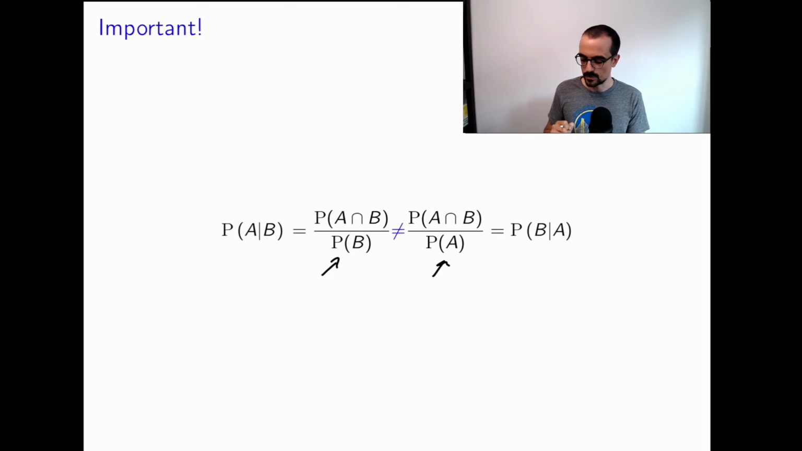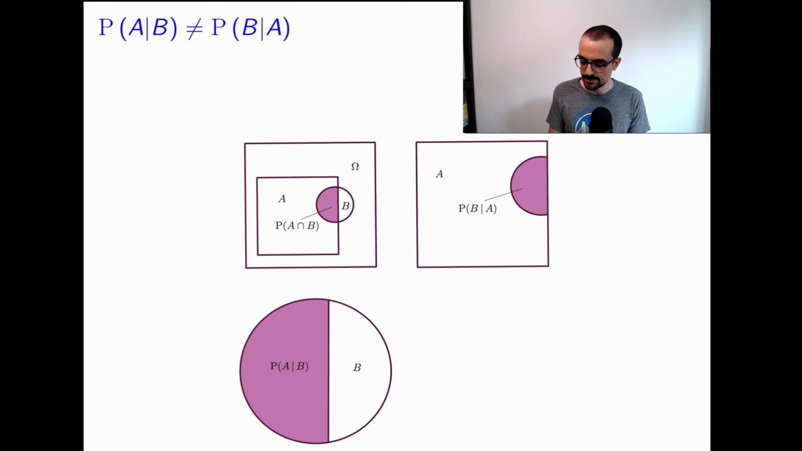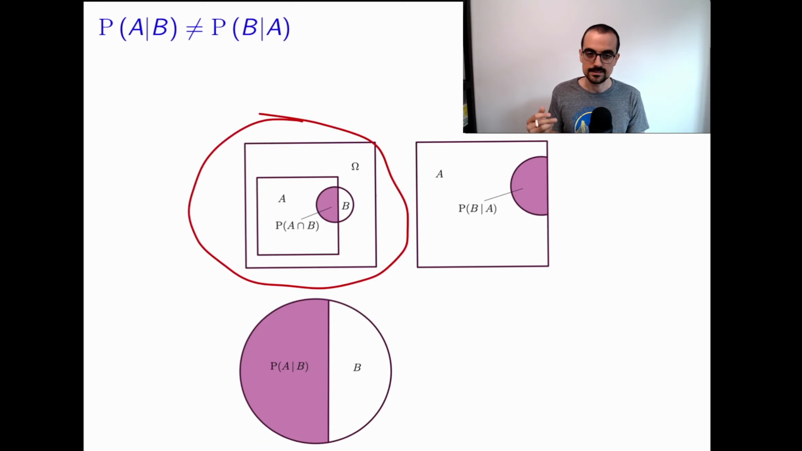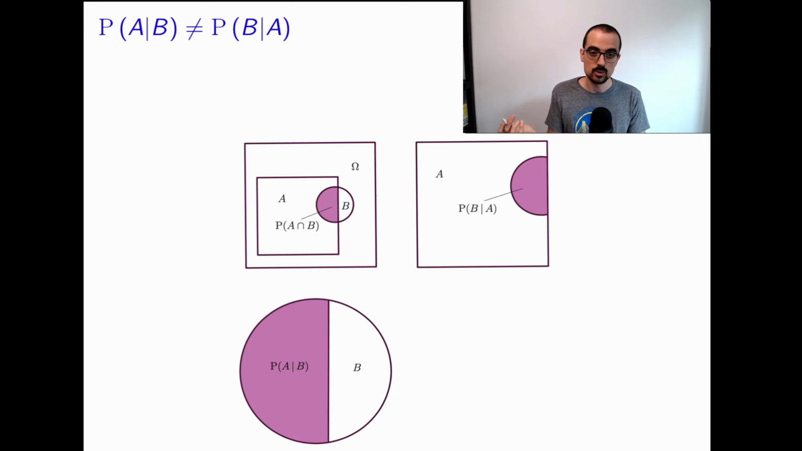Let me show you with a picture. Here's an original sample space, which has these two events, A and B. Here B would be maybe playing in the NBA, and A would be owning a basketball. Because B is smaller, when we condition on A, we blow up A, but here we're not blowing it up by that much.